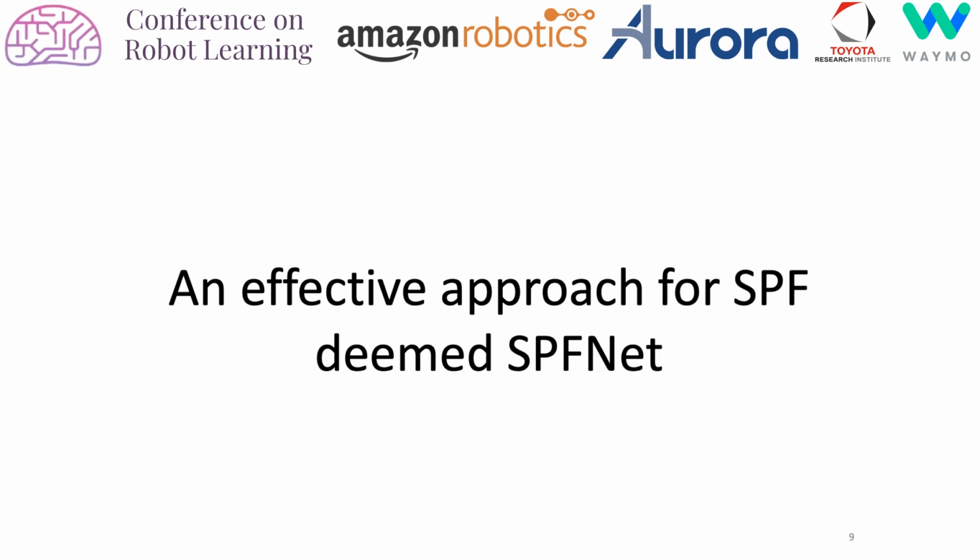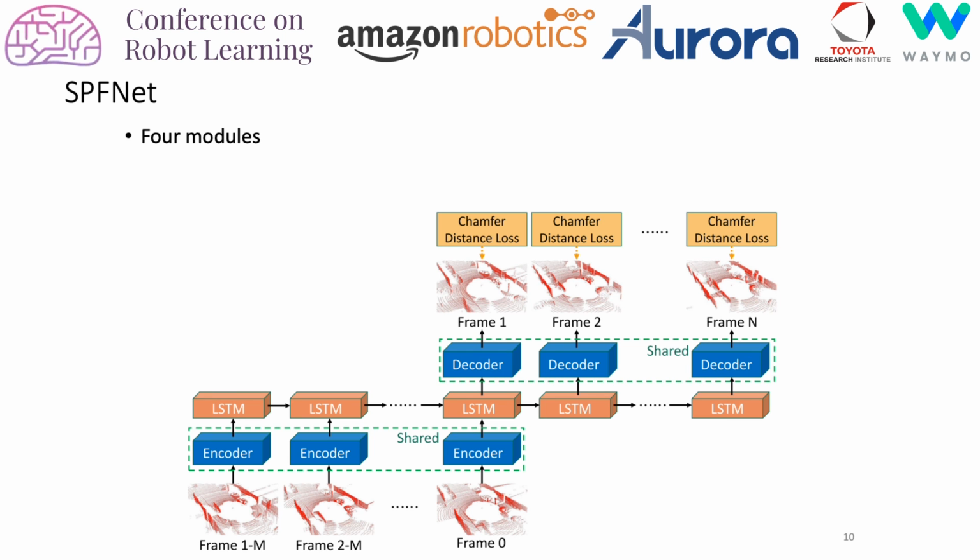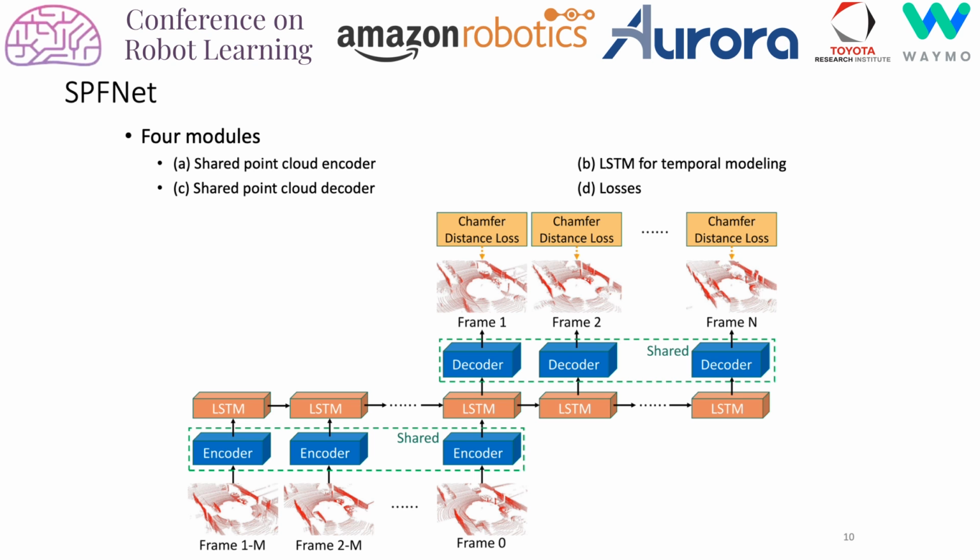Our next contribution is an effective approach for the proposed SPF task, which we call the SPFNet. Here is an overview of our SPFNet, which contains 4 modules. 1. A shared point cloud encoder that is used to extract features from past point clouds. 2. An LSTM network to model temporal dynamics of extracted features. 3. A shared point cloud decoder that generates the point cloud in the future. 4. The chamfer distance loss is applied to the predicted and ground truth future point clouds for training purposes.